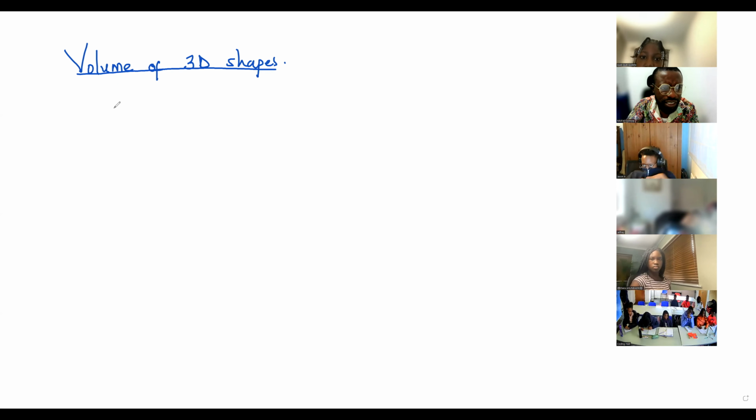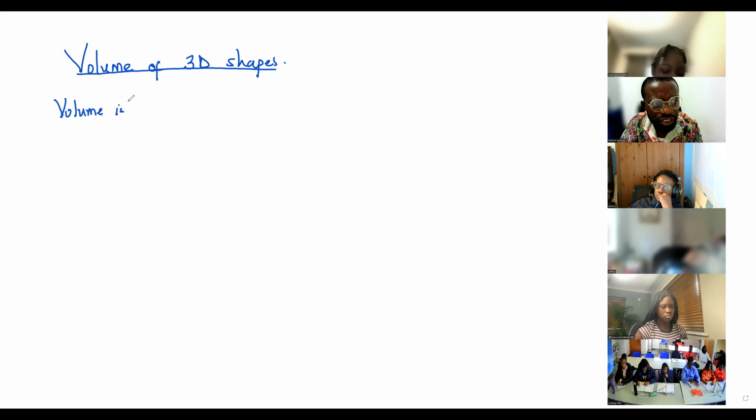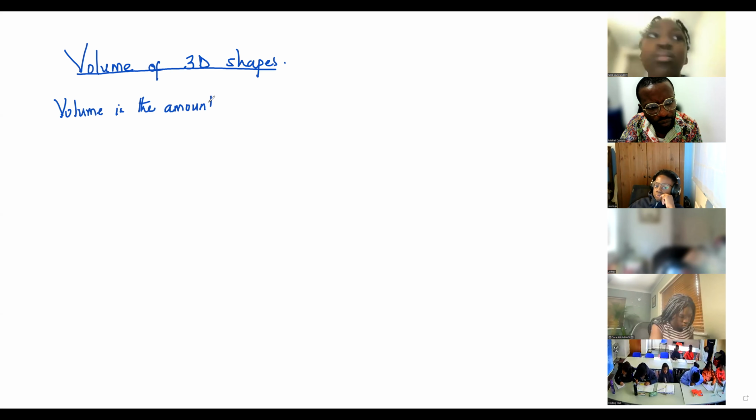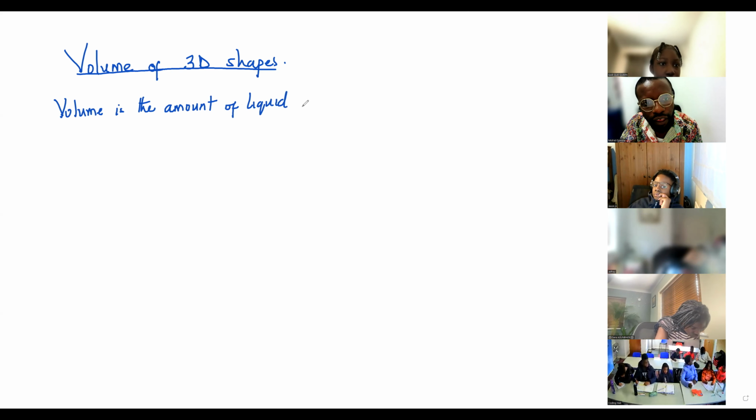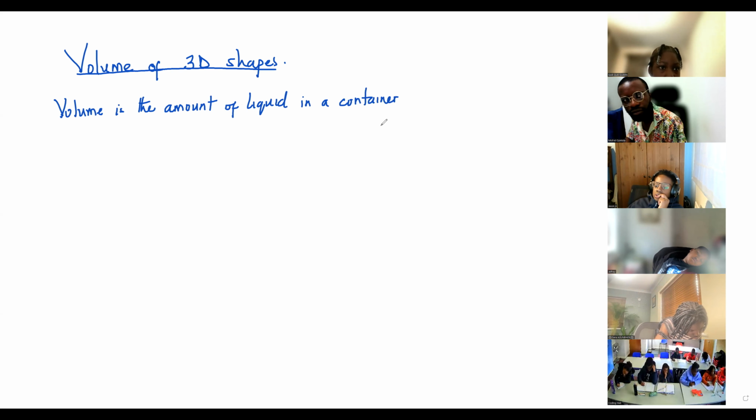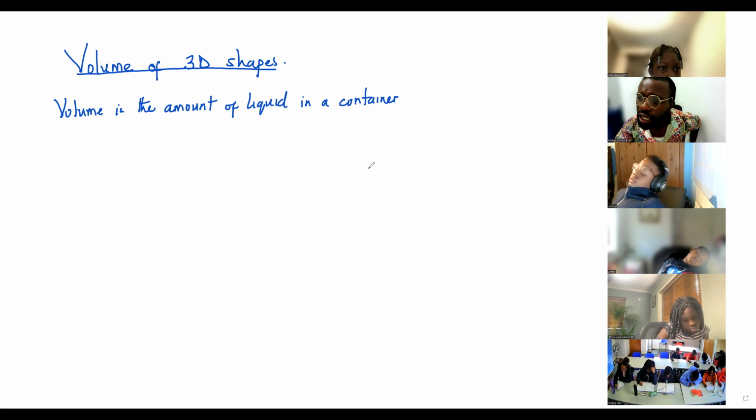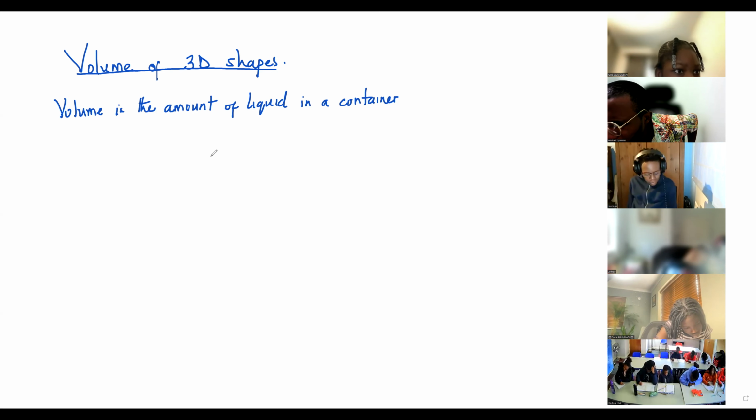So volume is the amount of liquid in a container. So volume is the amount of liquid in a container. Okay. All right. Now, in talking about volume, we have to understand what capacity is.